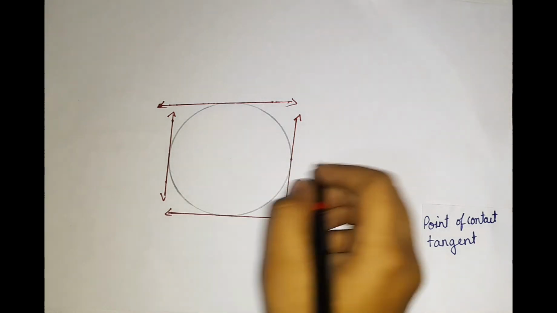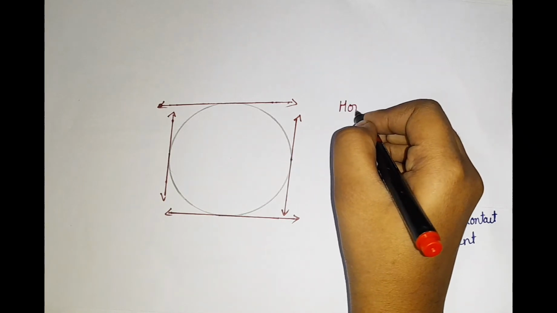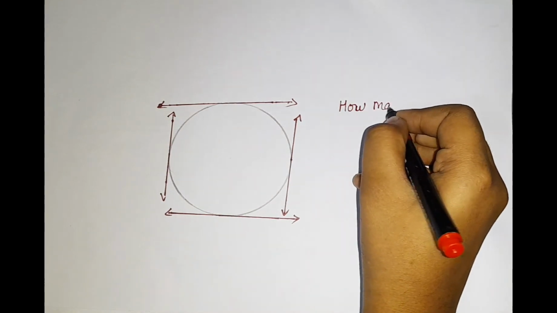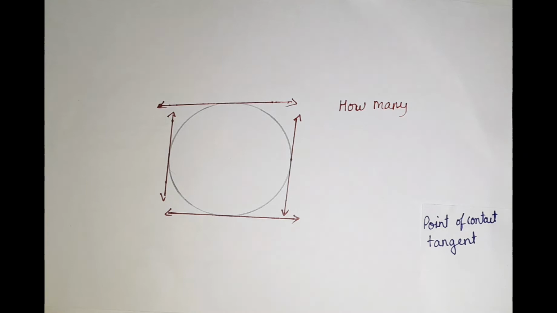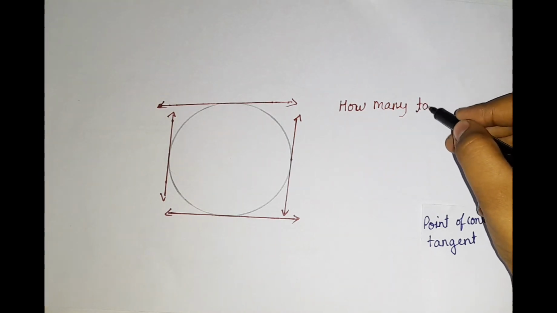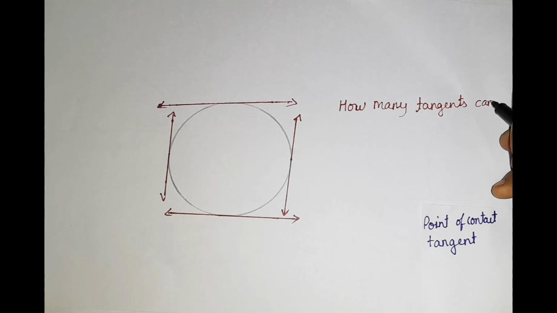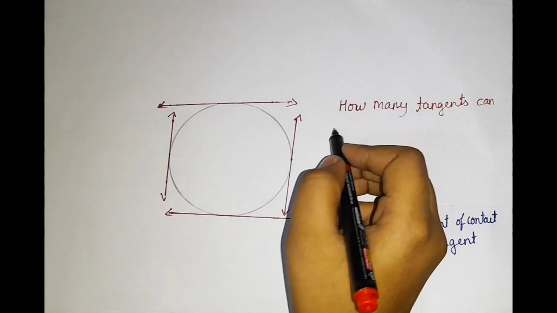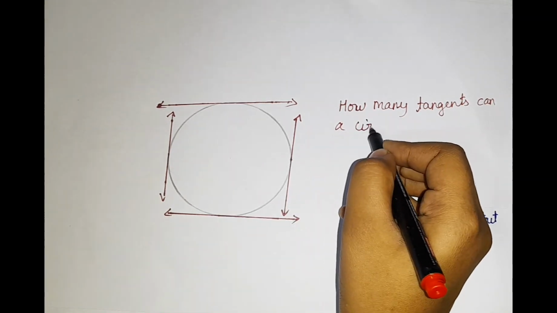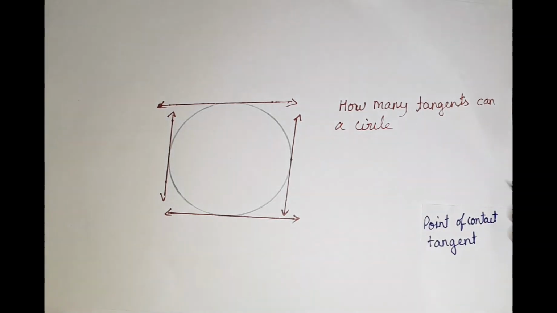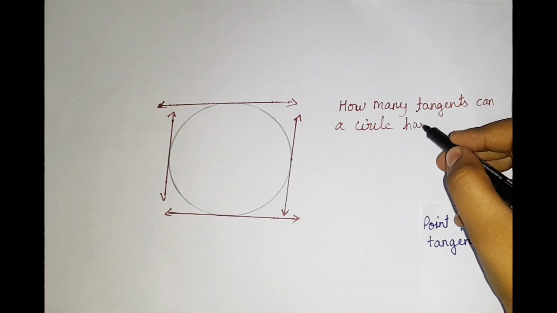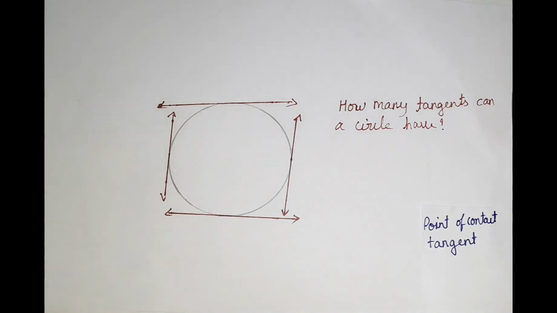Okay. So the question is, how many tangents can a circle have? So this is really an important question. So this is a question. Okay. So according to you, how many tangents can a circle have?